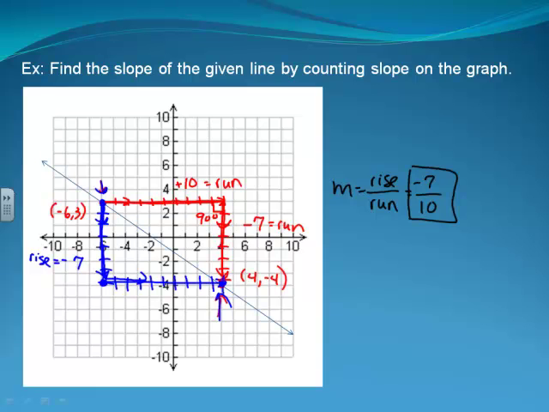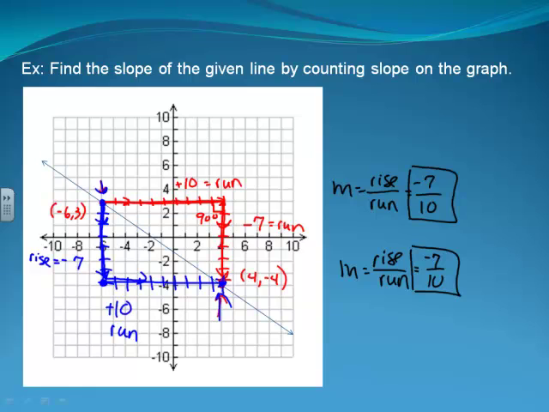We move 10 to the right. 10 to the right is +10. And so that is your run. And again, slope is always rise over run. Notice we got the same values. We got -7 over 10. Same answer, and therefore same slope.